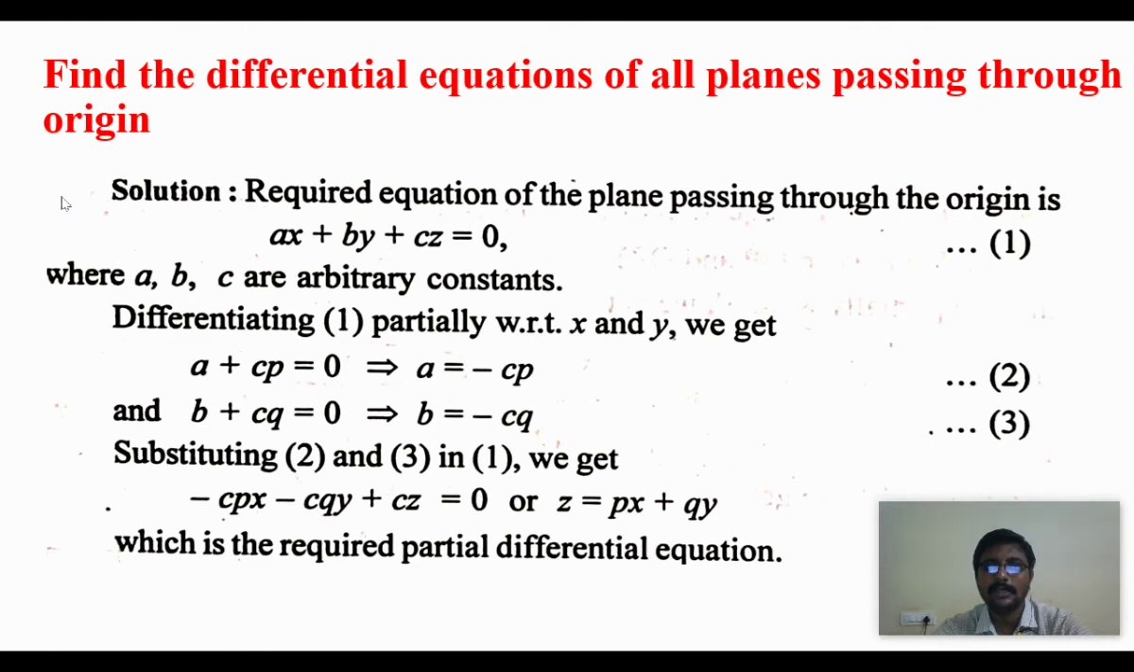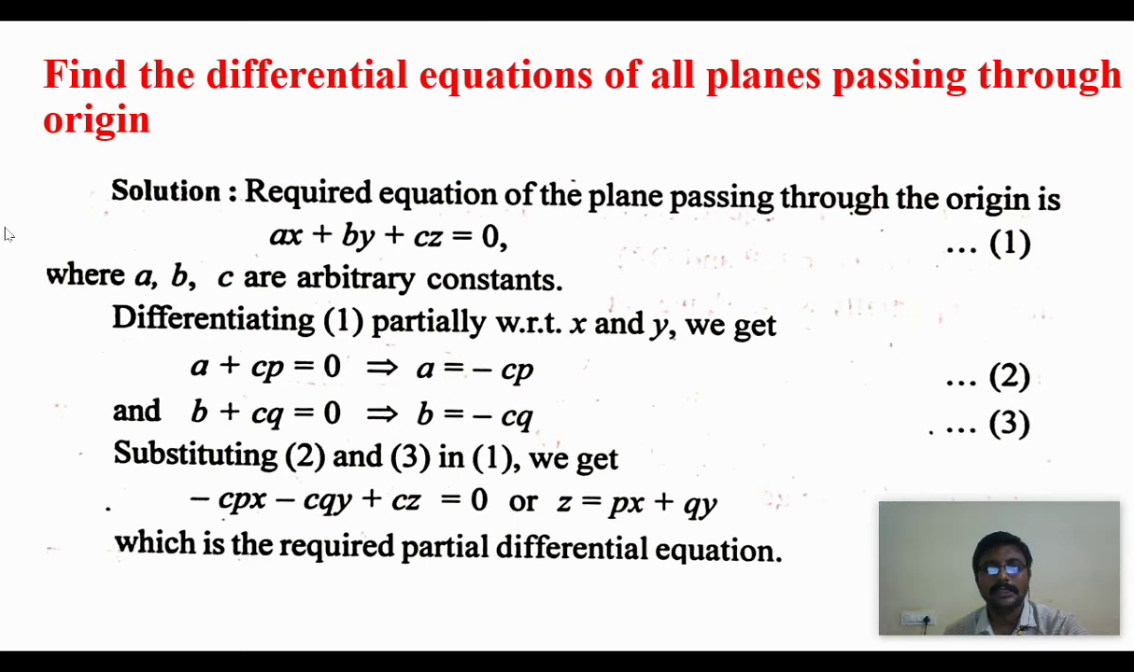Similarly, differentiating equation 1 partially with respect to y. Ax derivative is 0, by derivative is b into y derivative, which is 1, cz derivative, c constant, z derivative is dou z by dou y. But what is the notation for partial derivative? Dou z by dou y is nothing but q. So that is b plus cq equal to 0, that means b equals negative cq. So thus we will have a and b values.